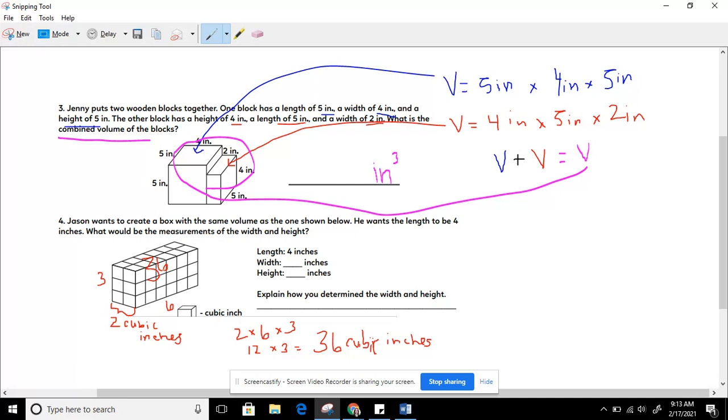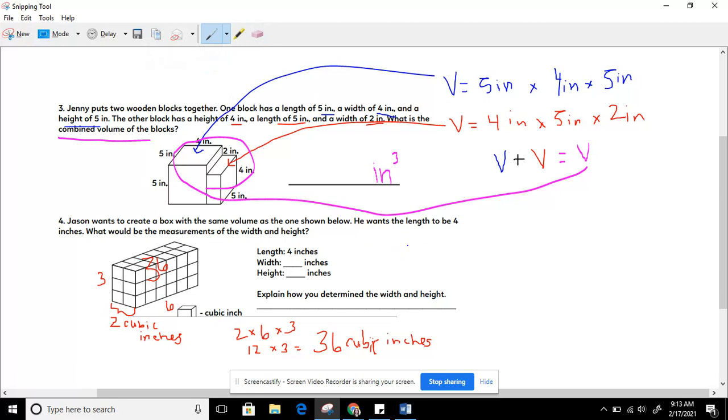But Jason wants to build a new box, but that box needs to have the same volume. So, he wants the new box to have a length of 4 inches. Here, we had a length of 2. He wants to build a box with the same volume, but instead of the length being 2 inches, he wants it to be 4 inches. So we need to think about, okay, our new box is going to have a length of 4, and the total needs to be 36.